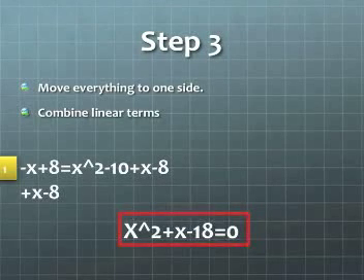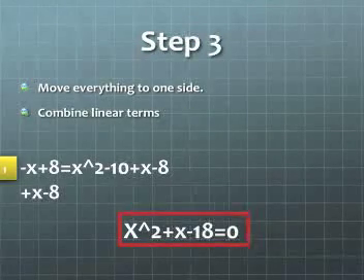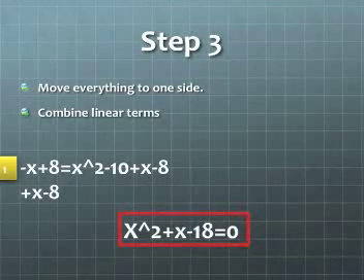Continuing with this, we use the quadratic formula to solve this equation. The quadratic formula is x equals negative b plus or minus the square root of b squared subtract 4ac, divided by 2a. We plug a, b, and c into the quadratic formula to solve it. Here, a is 1, b is 1, and c is negative 18.